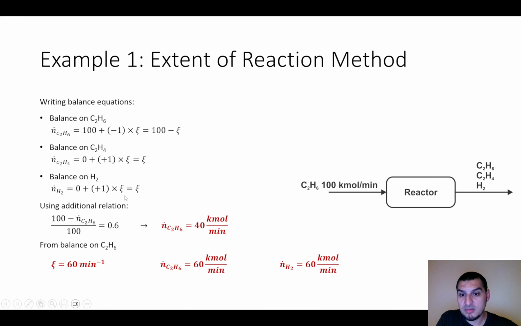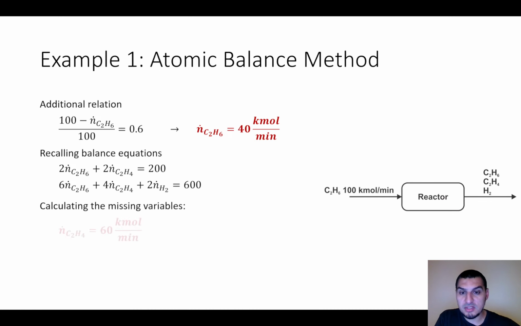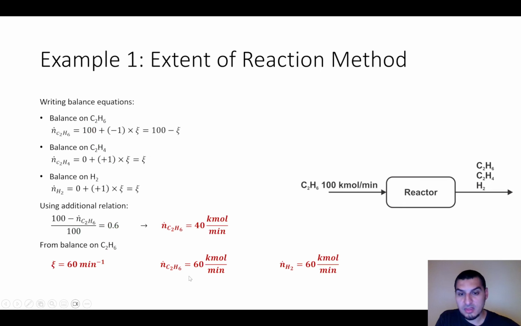And the same for the rest, we can substitute for C2H4 and hydrogen, and we can get the results. If you check the results that we got from the atomic balance calculations, it's exactly the same: 40 ethane, 60 hydrogen, and 60 ethylene, which are the same numbers that we have here. So again, it's not doing anything new. It's just another way of solving the problem using a different technique.